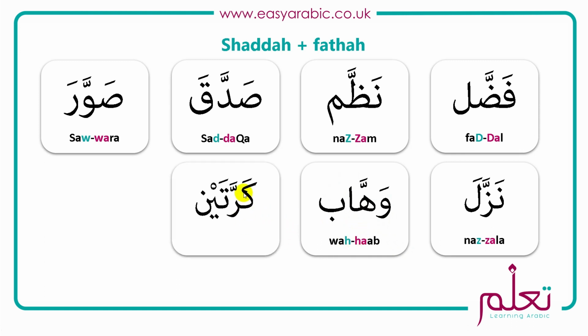Next one is Kaf with the and the Ra is Kir, Ra, Tain. So here you can see the Ta and the Sukun. Remember from the previous lessons we covered this is the diphthong. So here's Karratain.